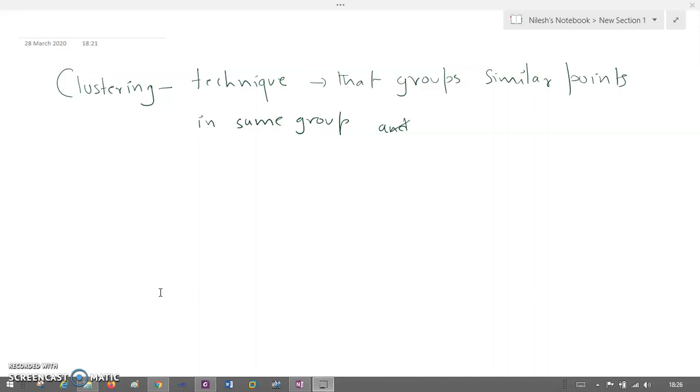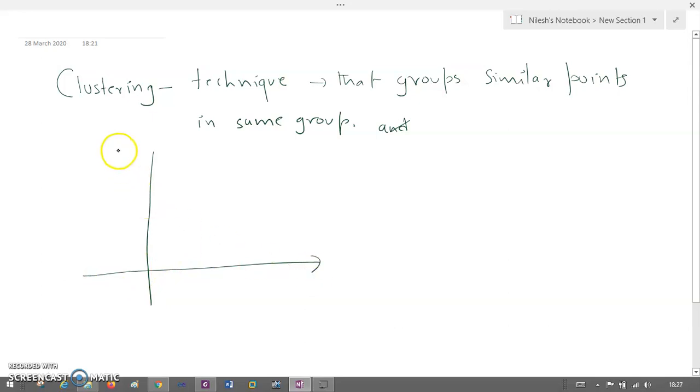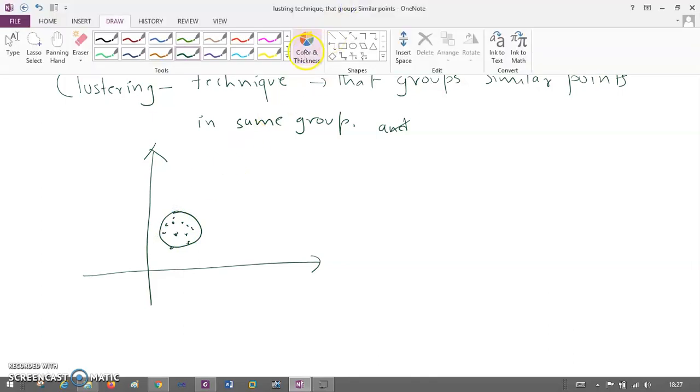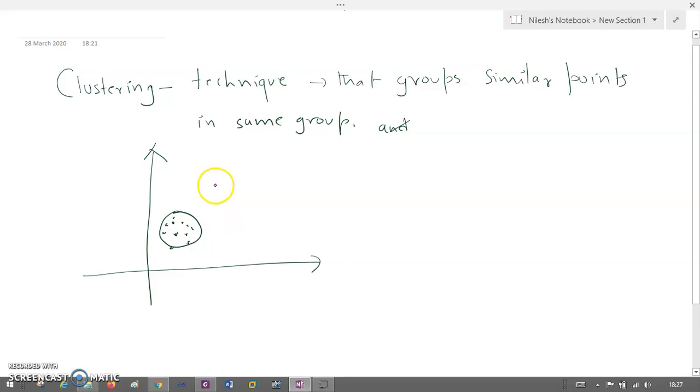You already know that it is a technique that groups similar points in the same group. So if this is the graph, then let's say these are the green points. This is going to be my first cluster because they have identical or similar characteristic data points. This is my second cluster because they possess similar characteristics, and that's why I put them in different clusters.